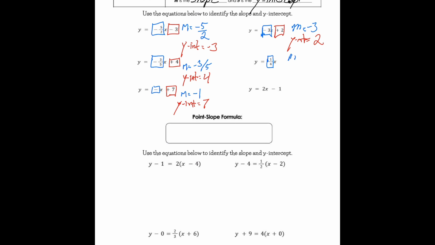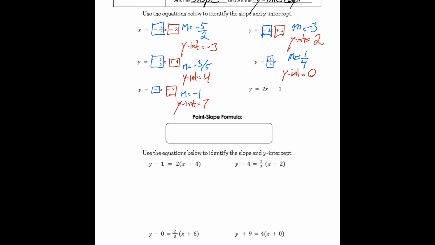I don't know why the pen is not wanting to write well right now, so I apologize for some of the sloppiness here, but we'll get through it. M equals 1/4, and then everybody freaks out. There's no number at the end. What do we put? If there's nothing at the end, then that's kind of what you put, right? Our y-intercept, if there isn't one, is going to equal 0. There's nothing there, so it equals 0. It's going to be passing right through the origin of our graph, right through that middle point.